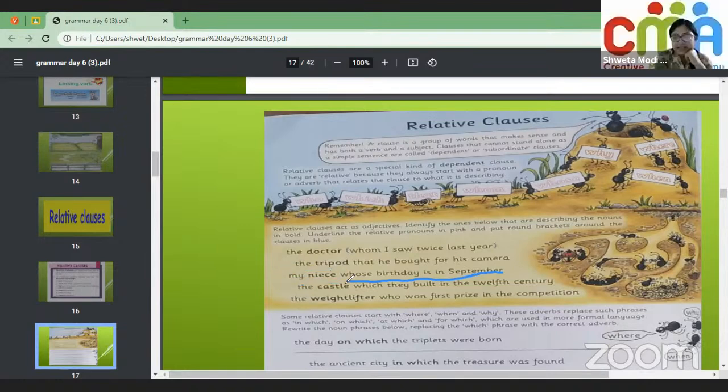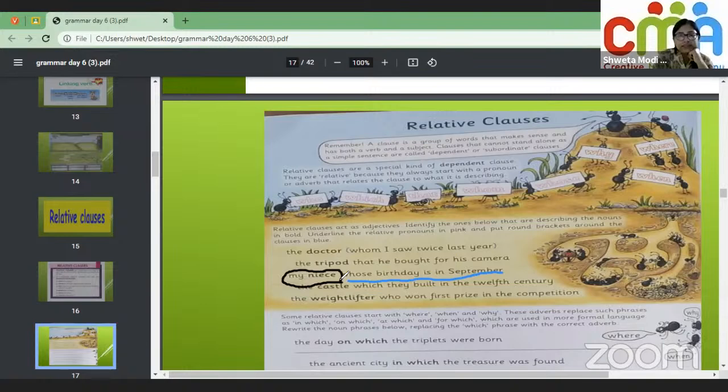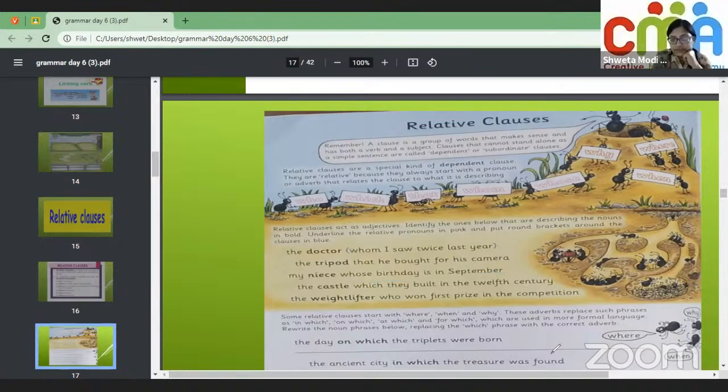Let's color it in black. Naming words are black. Okay. So relative clauses act as adjectives and they describe the naming word, and they are relative. They are called relative clauses because they are related to the other clause. Some relative clauses start with where, when, why.